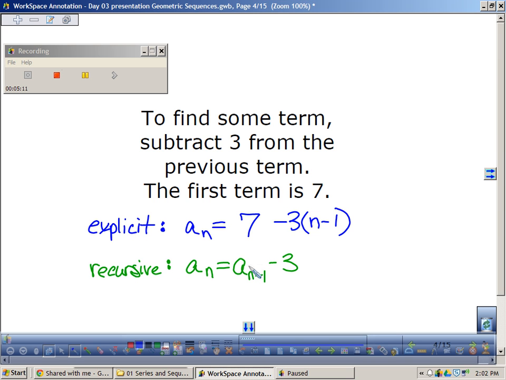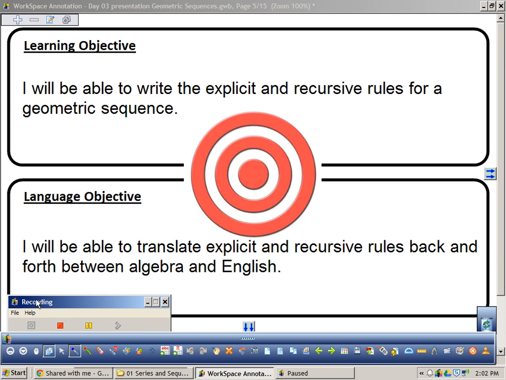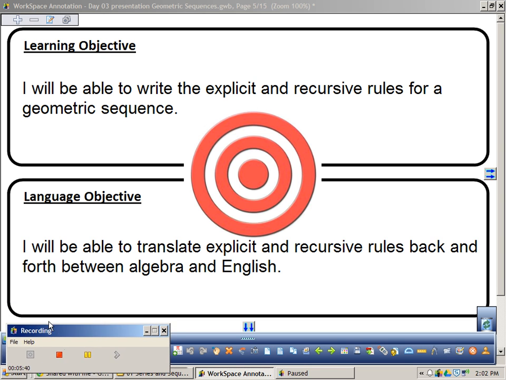Okay? Alrighty. That being said, today we are going to be able to write the explicit and the recursive rules for the geometric sequence. Yesterday, we did one at a time. Today, we're going to do both of them in the same day.